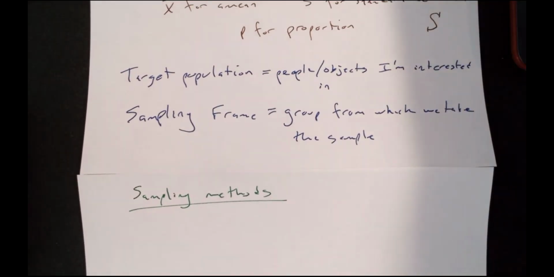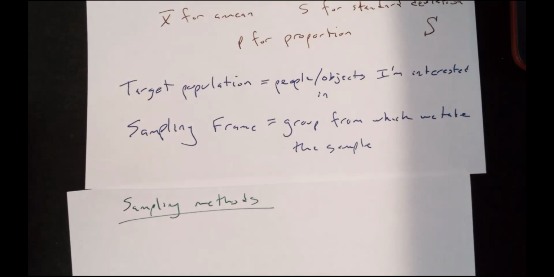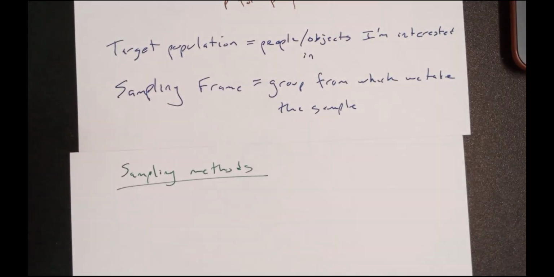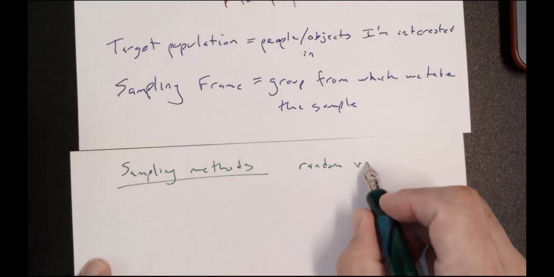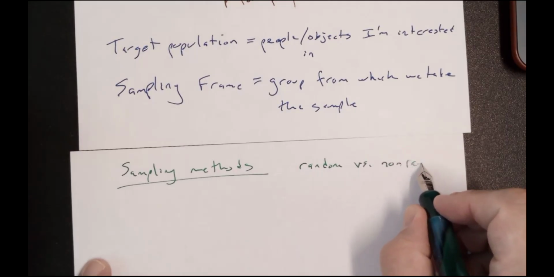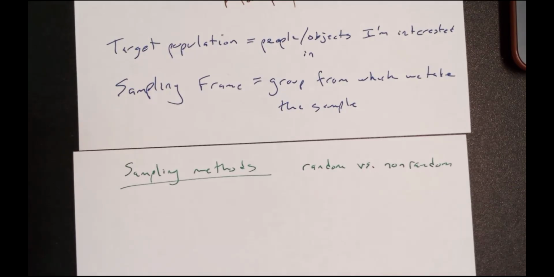So how do we get our sample? There are lots of different ways we can acquire a sample. They really fall into two main categories. Some randomization or non-random behavior. Again, I'm going to use capital N for the whole population and lowercase n for the sample.